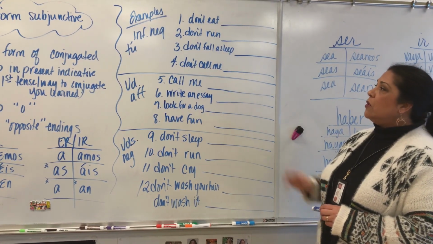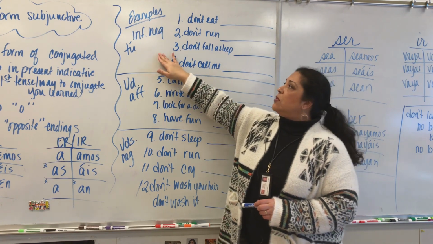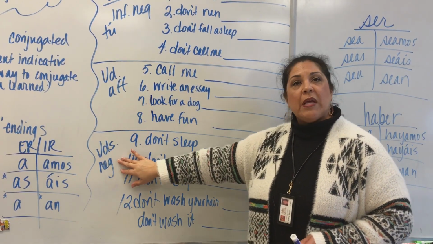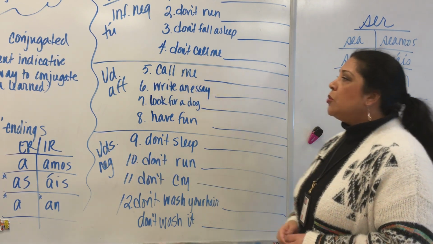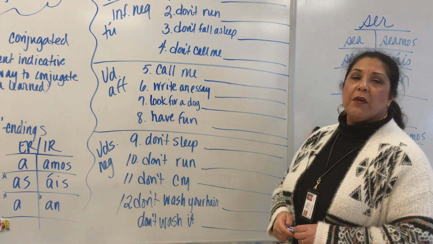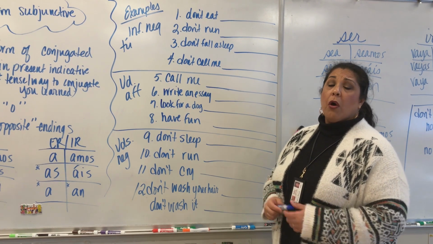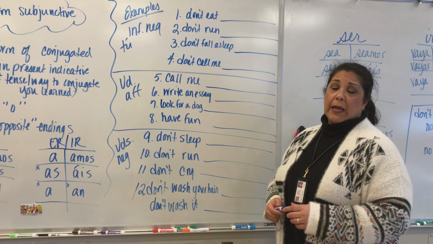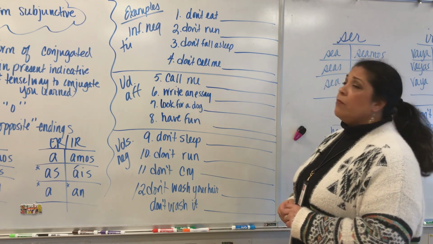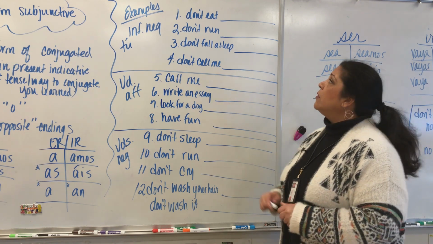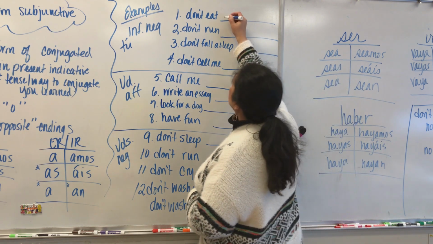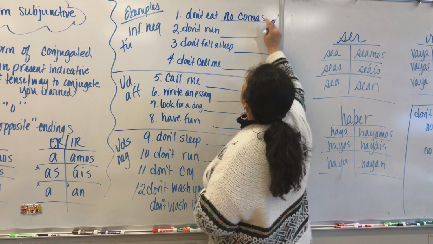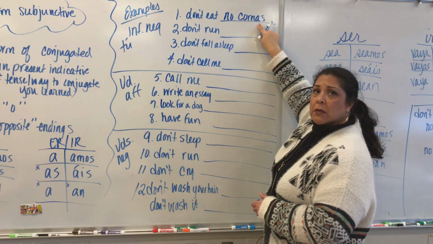So first, this line divides. We're going to do some informal negative, usted affirmative, and finally usted negative. Truly the only difference between usted affirmative and usted negative is the no, and then the pronoun has to go in front if it's negative. Never attach negative. Affirmative, always attach affirmative. So don't eat. I'm saying to my friend, don't eat. No comas. Remember, opposite endings. Okay?